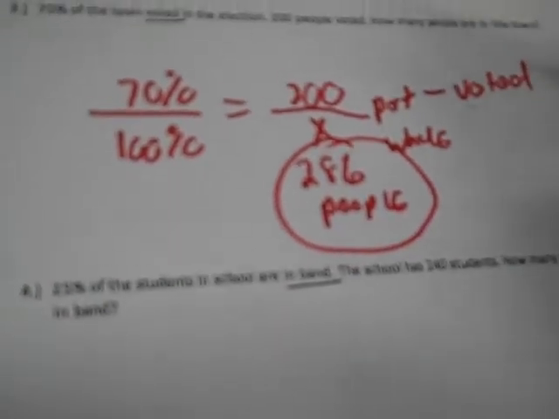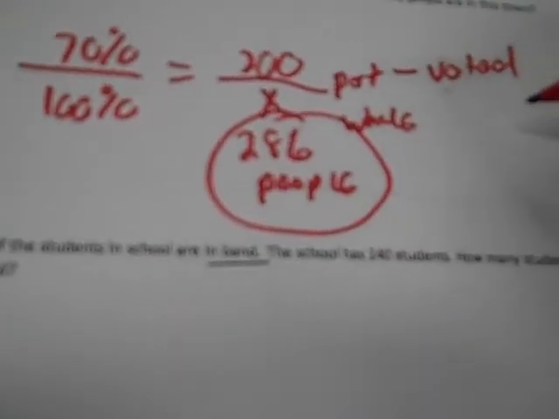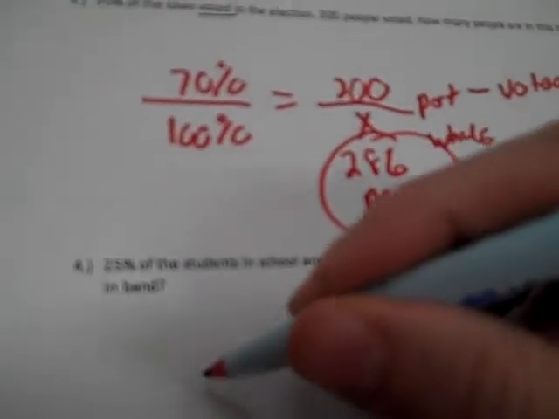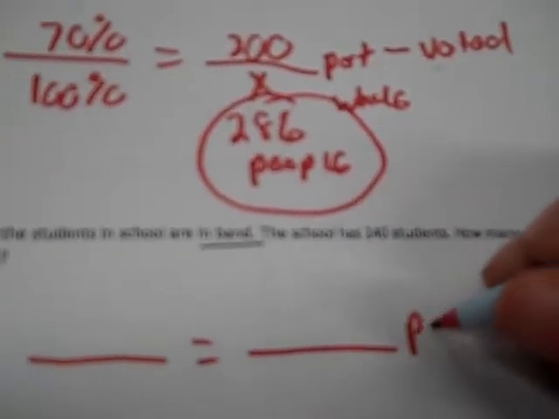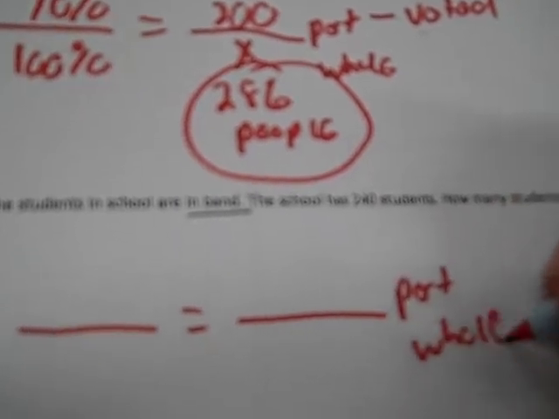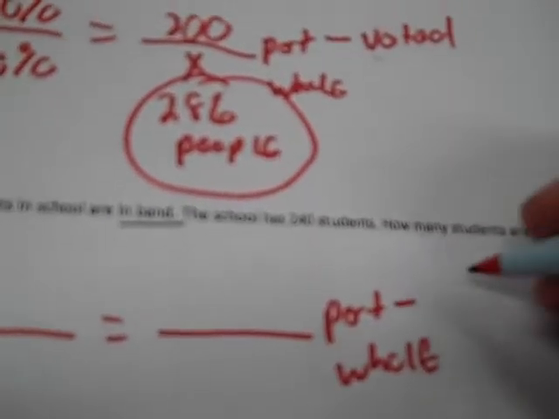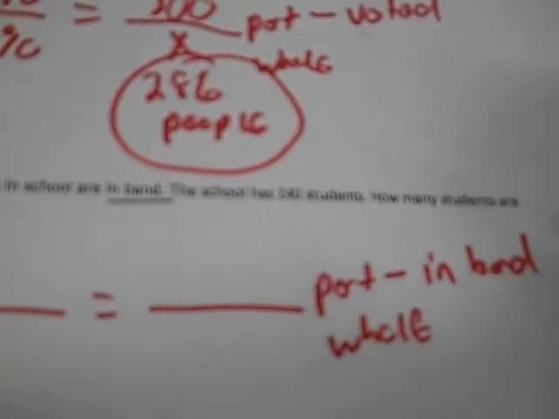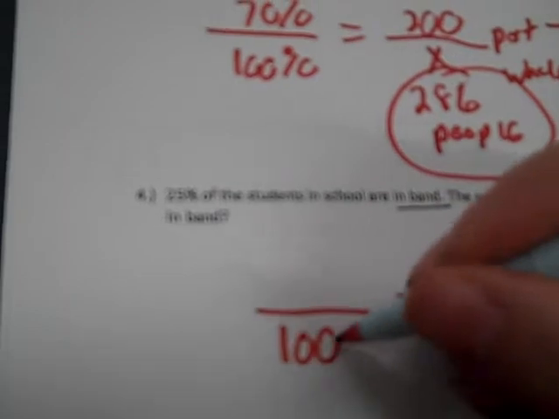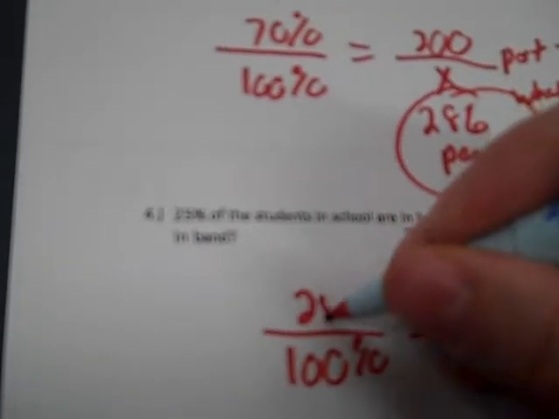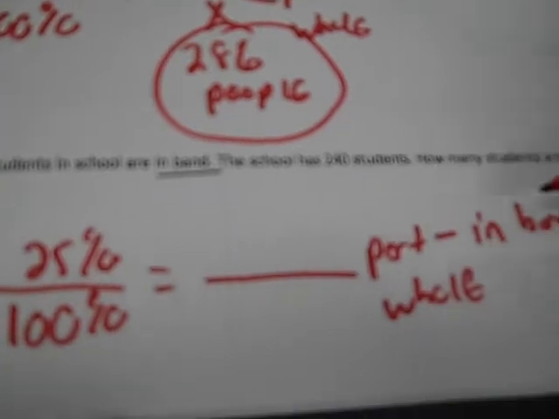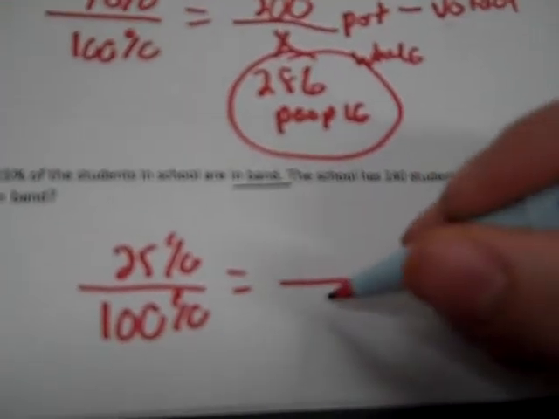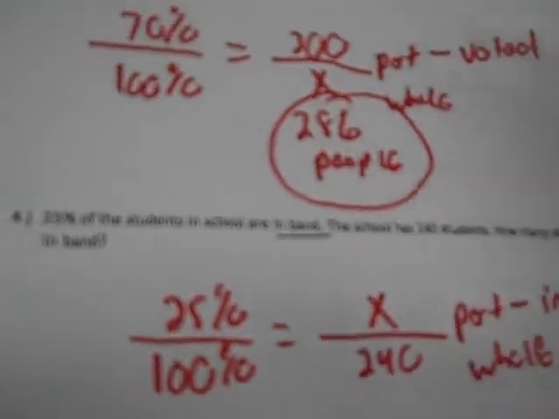Okay, my next one, 25% of the students in the school are in band. The school has 240 students. How many students are in band? Okay, again, no word that means plus or minus, so it's a part-whole percentage. Okay, so the part has to be defined by in band. Okay, 25% is the numerator here on the percent ratio. And then read the sentence with the 240. It says the school has 240 students, but it doesn't say they're in band, so that's not the part. 240 is the whole, and X is the part.